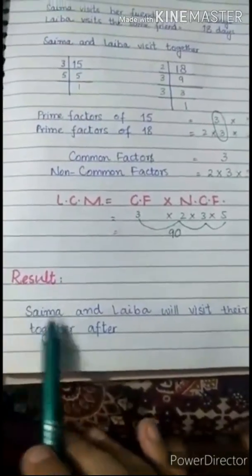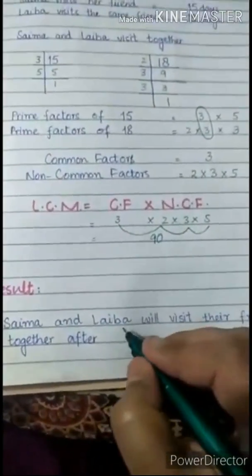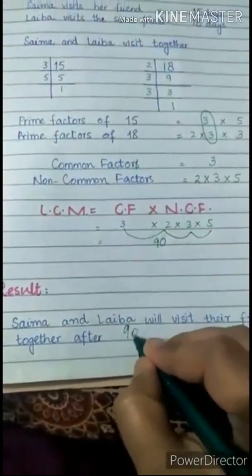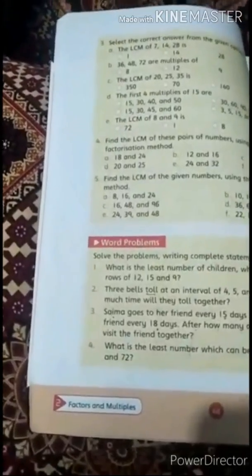Now the result will be Saima and Laiba will visit their friend's house together after 90 days. How many days? 90 days. Now we will read the last question, or last problem, of page number 46.